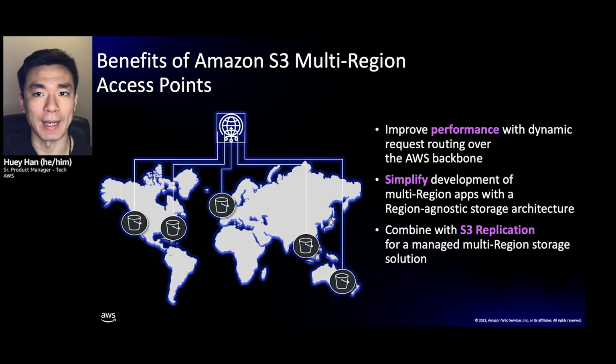So just to recap, multi-region access point is a really exciting feature we recently launched that does two things for you. One, improve performance with dynamic request routing over the AWS backbone. Second, it simplifies the development of multi-region apps with a region-agnostic storage architecture. And lastly, we also want to remind you that when combined with S3 replication, you can have a managed multi-region storage solution.